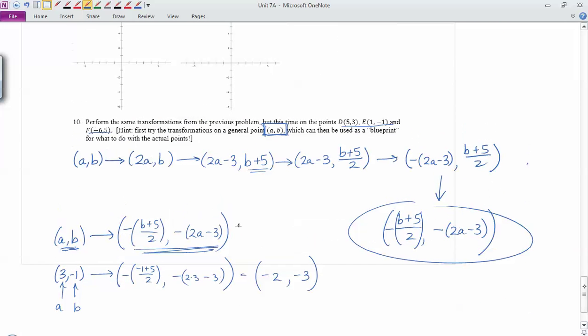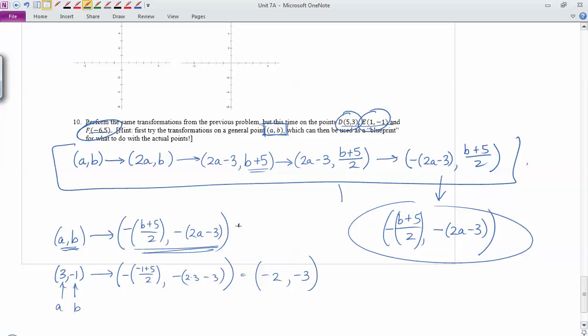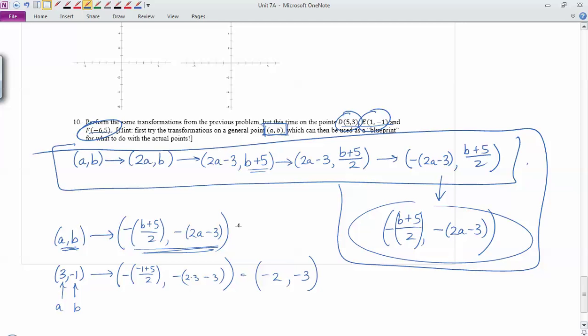So if you had to do it several times, and in this case we were going to do it with these 3 points, but we ran out of time in class, the idea is you can just do it once with the general point, and then use that as your blueprint for how to plug in any point that you want and see where it ends up. Okay, so I hope that helps a little bit, and I'll see you guys in class.